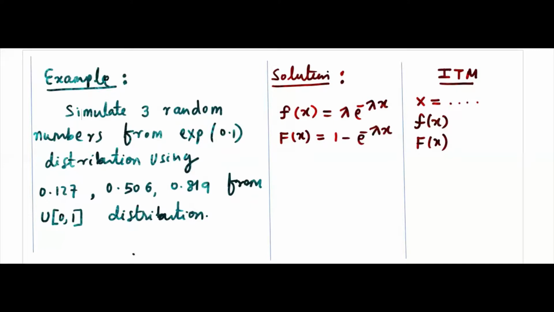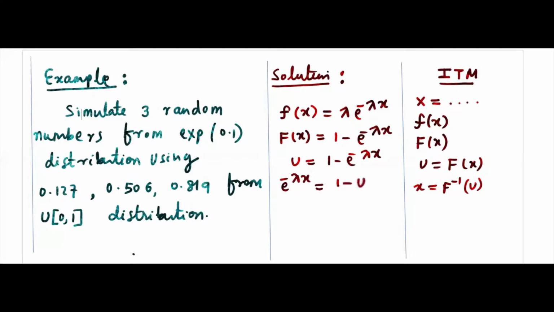Then you need to set u equal to F(x), that is, 1 minus e power minus lambda x. Then you need to express x in terms of u. So we'll solve it and write x in terms of u. Then what will happen? e power minus lambda x will be 1 minus u. Then you take ln on both sides.